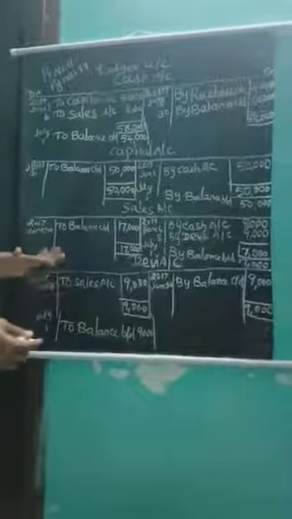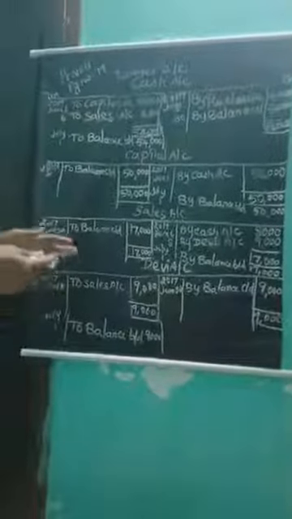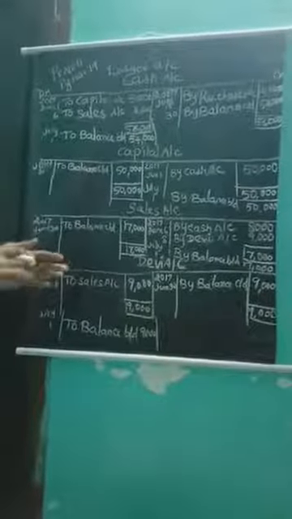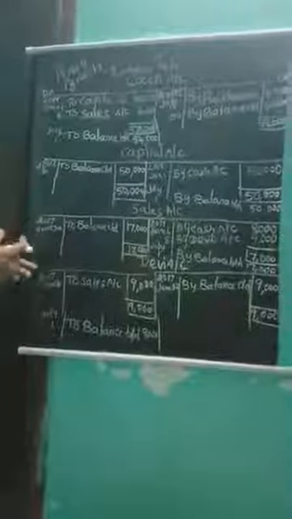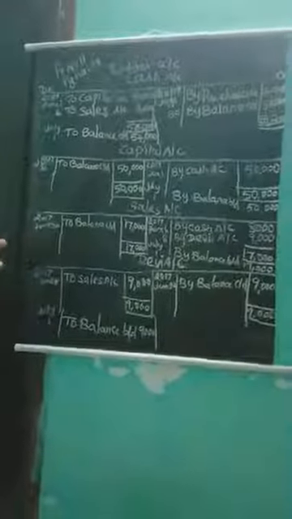Let us move on to the next chapter, that is trial balance, in which there are two methods, balance method and also total method. Let us know about it in detail in the next class.